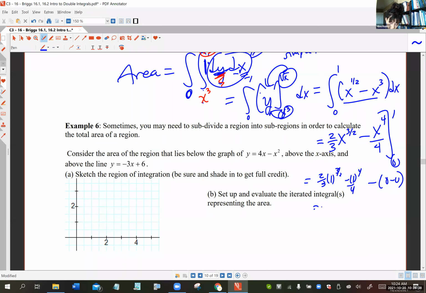So then what is 2/3? Oops, 2/3 minus a fourth. Use your calculator and you'll see it's 5/12. That's the same answer as we got before, and it needs to be. And that concludes that example.